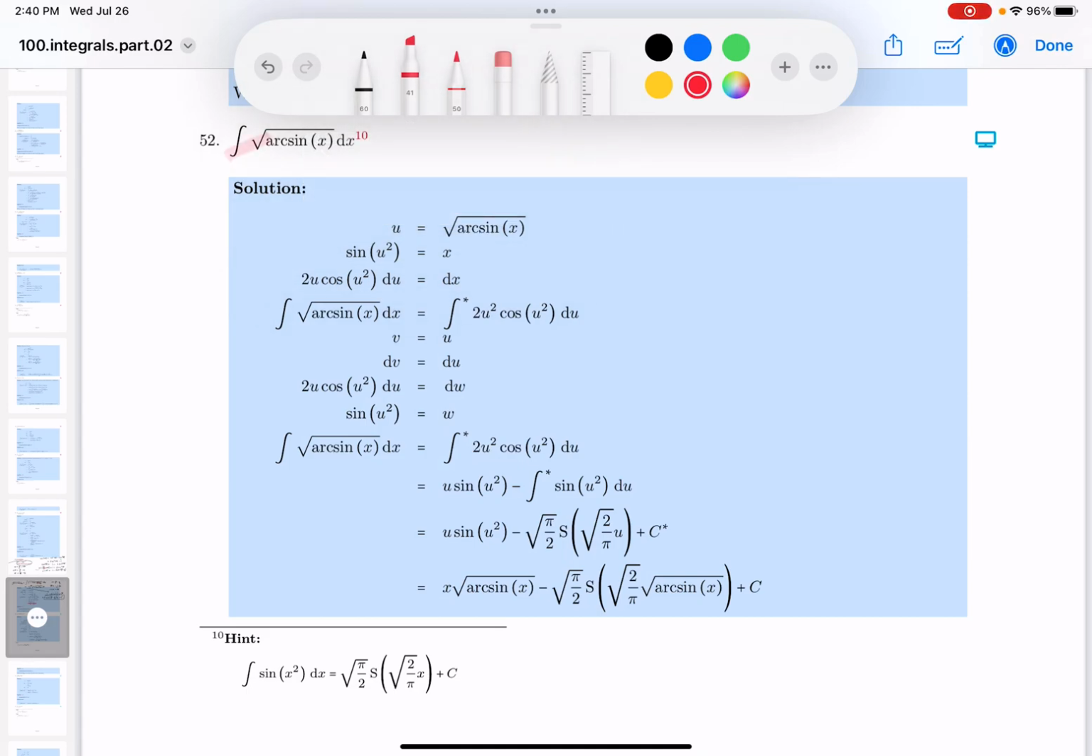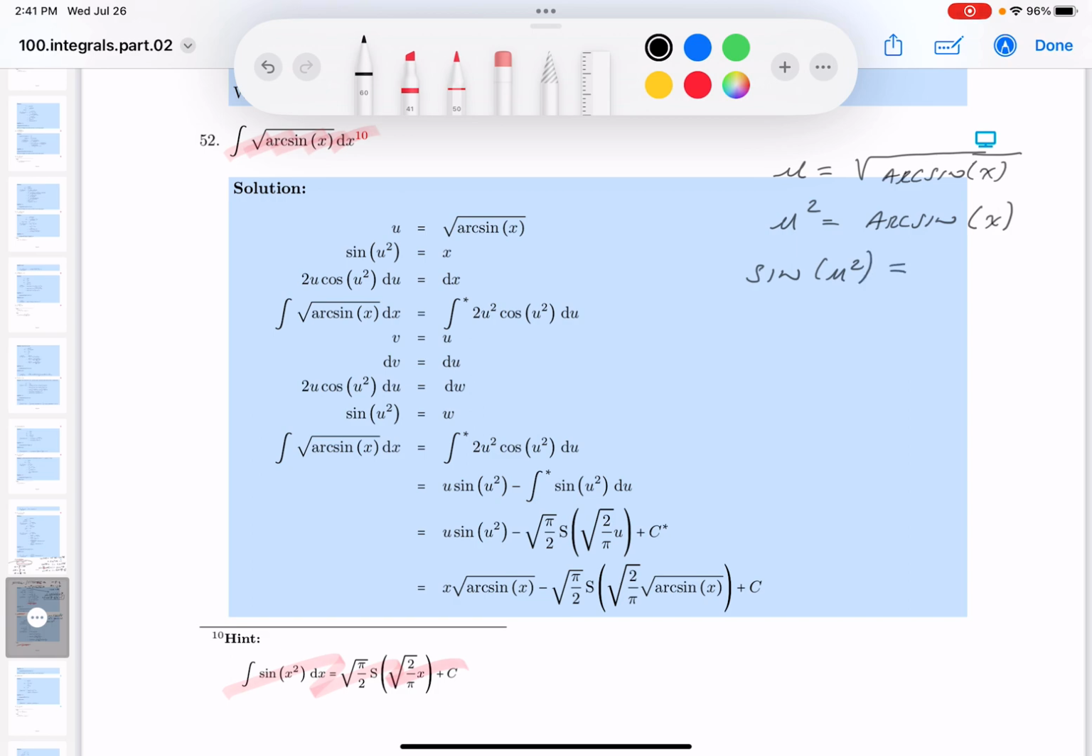Okay, again, it's problematic when you're given something and you're told you're going to eventually see this over here. You eventually want to see that. So I think the first thing to do is, it seems reasonable, u equals the root, and that's going to be arc sine of x. Square both sides, you get u squared equals arc sine x. All right, what does this mean? It means sine of u squared is equal to x.